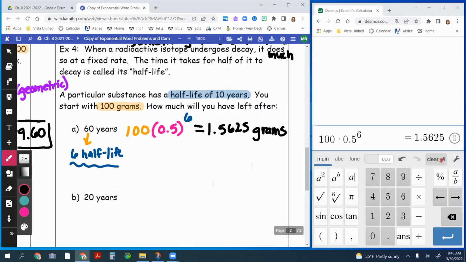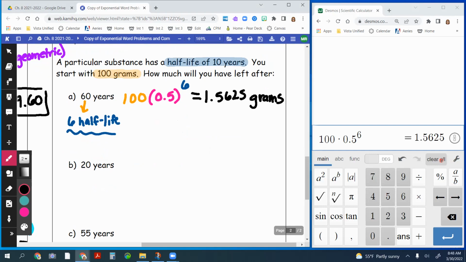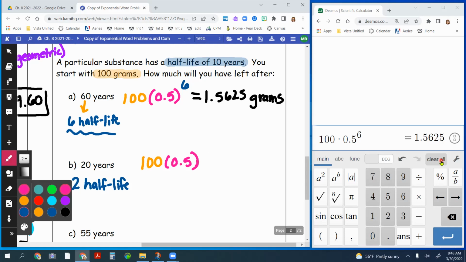So now the next one is going to be 20 years. So if it's 20 years, how many half-lives have we had? We've had 2 half-lives. So in this case, we're going to start with 100. We're going to times it again by 1/2 or 0.5, raised to the power 2. And so if I take half, that's 50, and half again is 25. So this one we can kind of do in our head, or you can put it in the calculator. So we're going to have 25 grams.